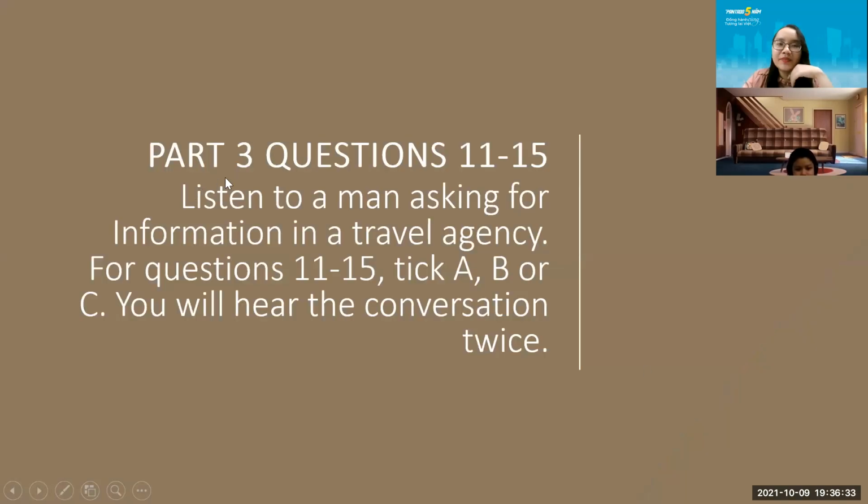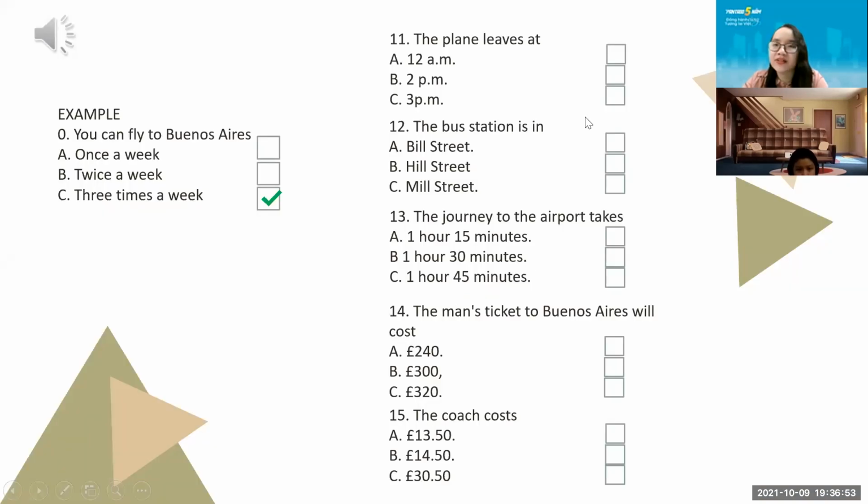Right. You will listen to a conversation. A man is asking for information in the travel agency, right? Rồi, người đàn ông này sẽ đang hỏi thông tin ở một cái công ty du lịch. Rồi, để trả lời câu hỏi từ 11 cho tới 15 thì con chọn đáp án hoặc A, hoặc B, hoặc C. Đó, nghe và chọn thông tin đúng nhất.